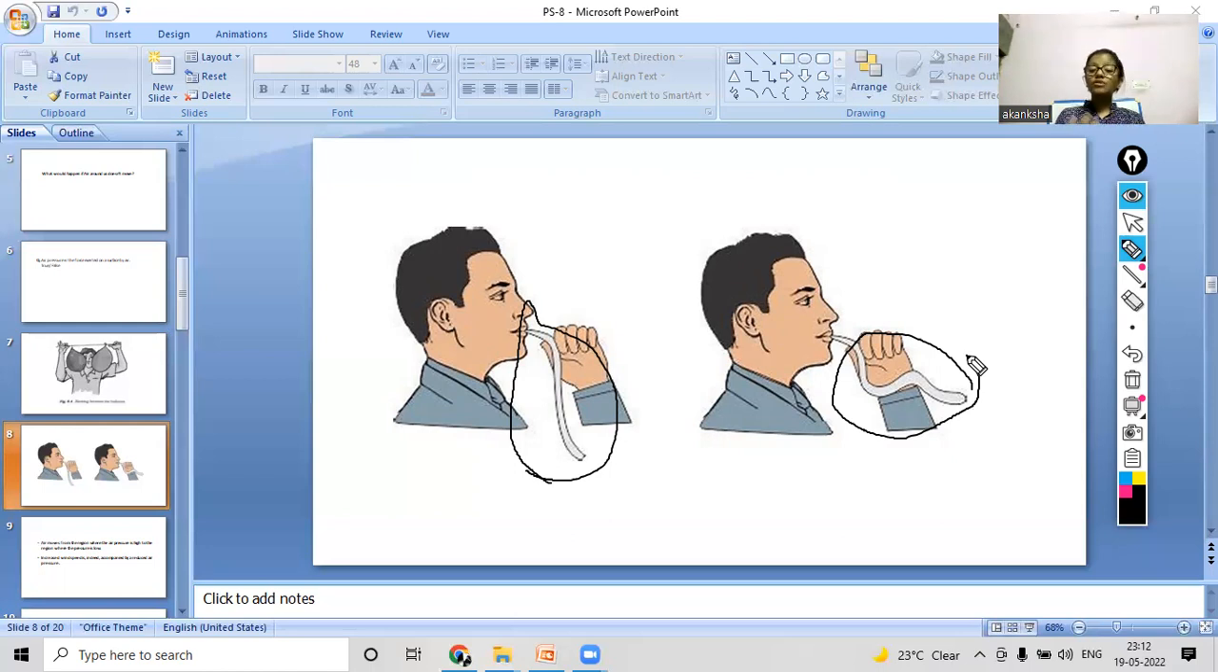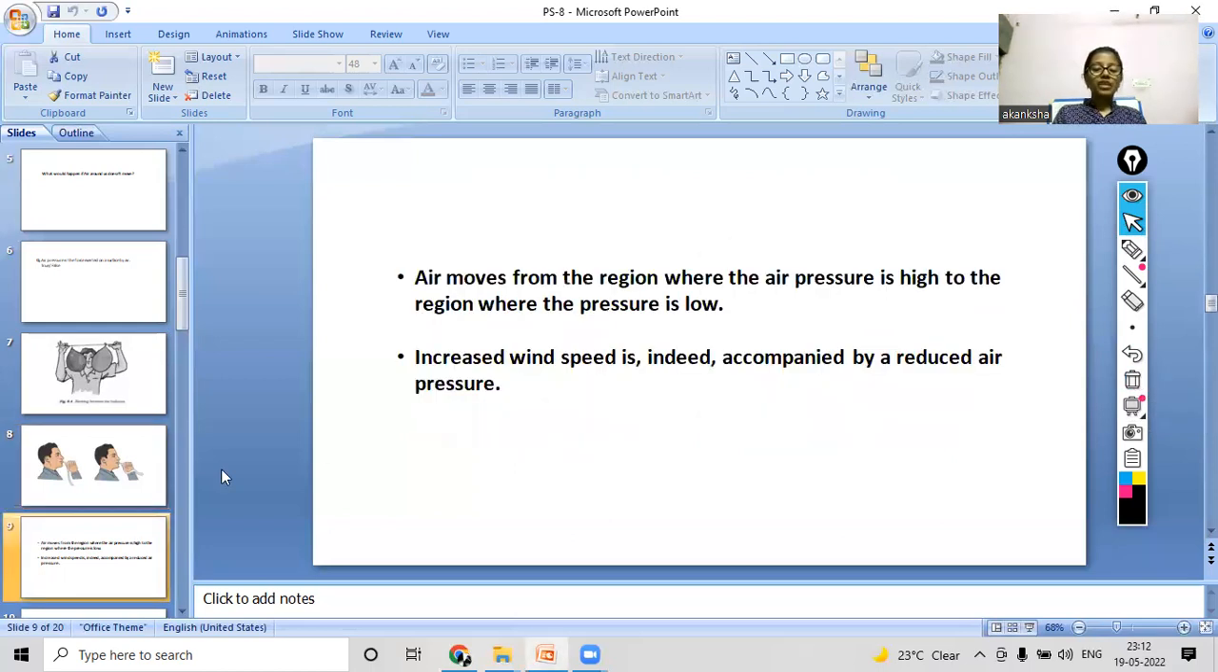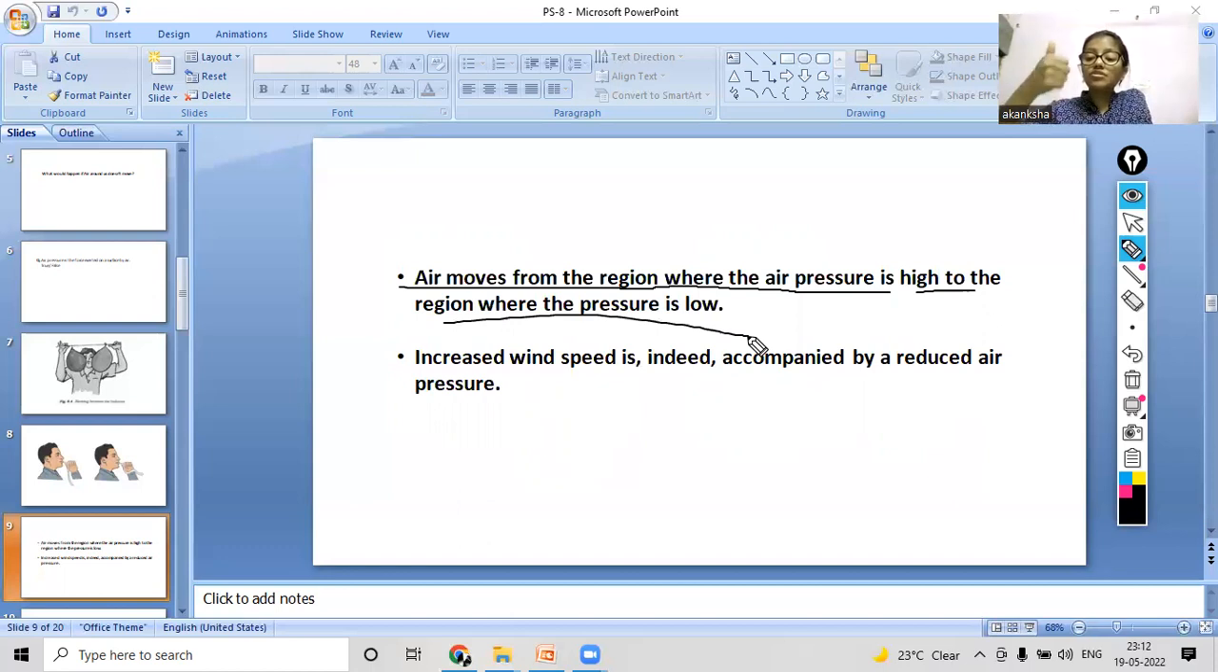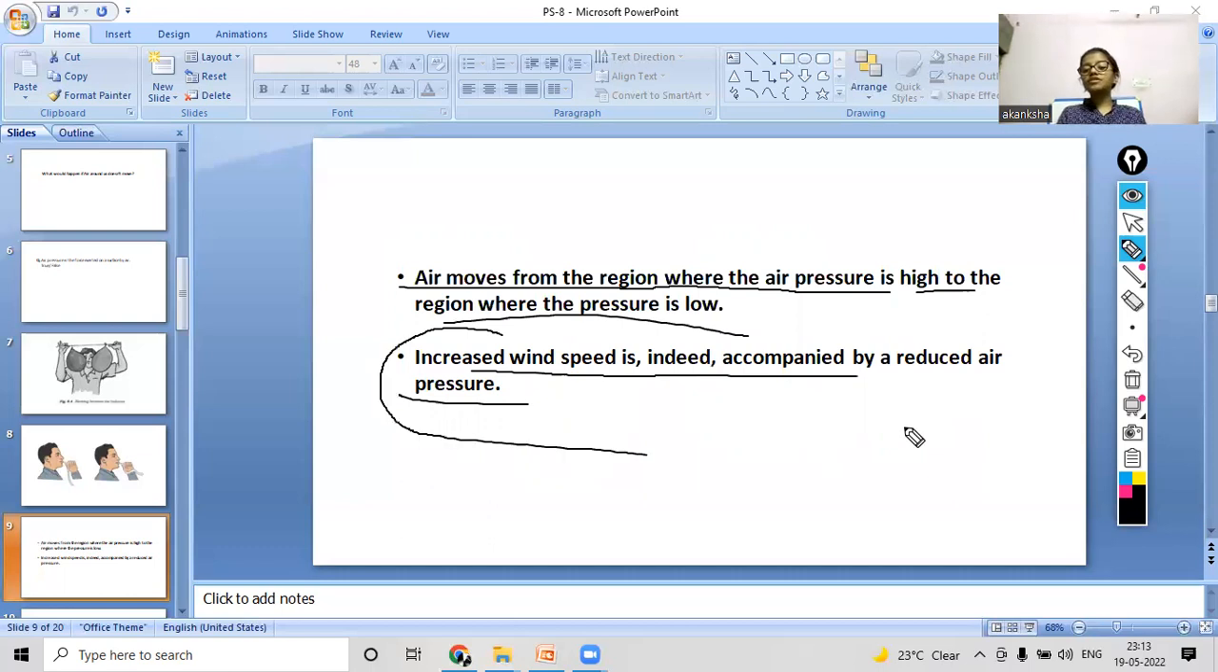So now we will be studying wind speed. Let's move ahead and see some more details about wind. Coming on to the explanation part: air moves from a region where air pressure is high to a region where air pressure is low. And increased wind speed is indeed accompanied by reduced air pressure. This is a very important point. Both of these points are important, but the second point is more important.